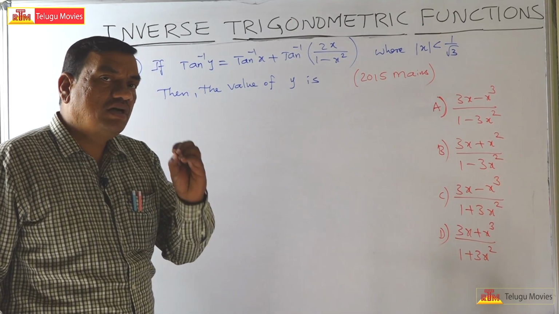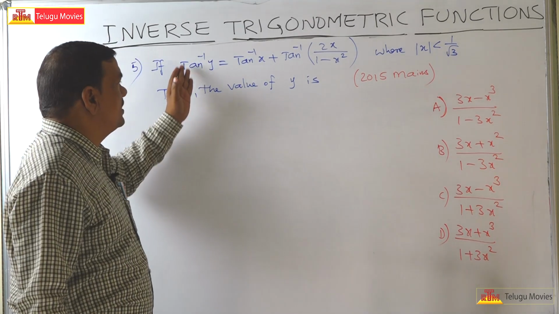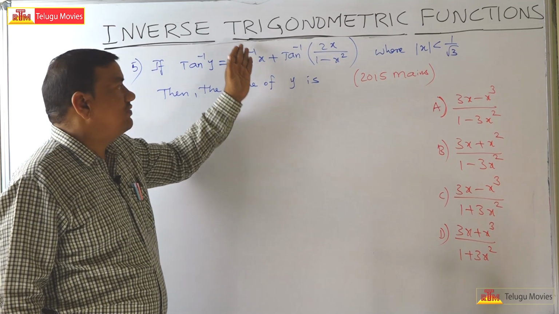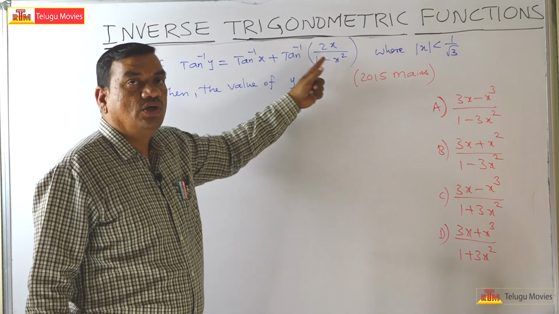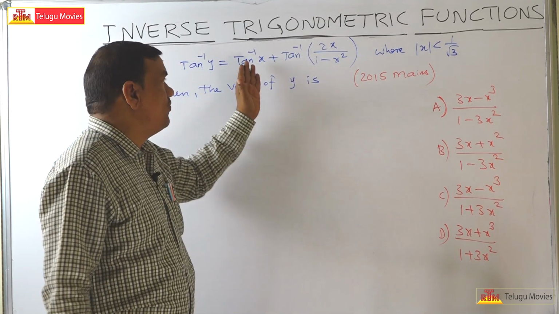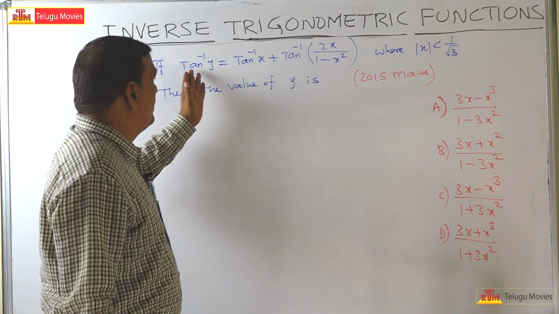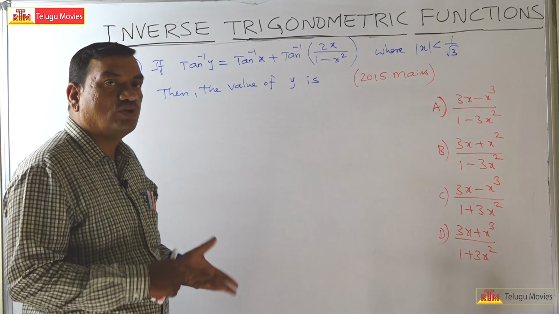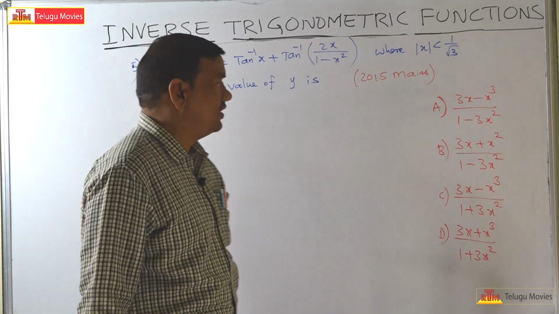But observe here, this is a very easy problem. Why? Because tan inverse of y is equal to tan inverse of x plus tan inverse of 2x, which means you can combine these two. Tan inverse of a plus tan inverse of b is equal to tan inverse of a plus b upon 1 minus a into b. And tan inverse cancels on both sides, and you get y, one of the answers.